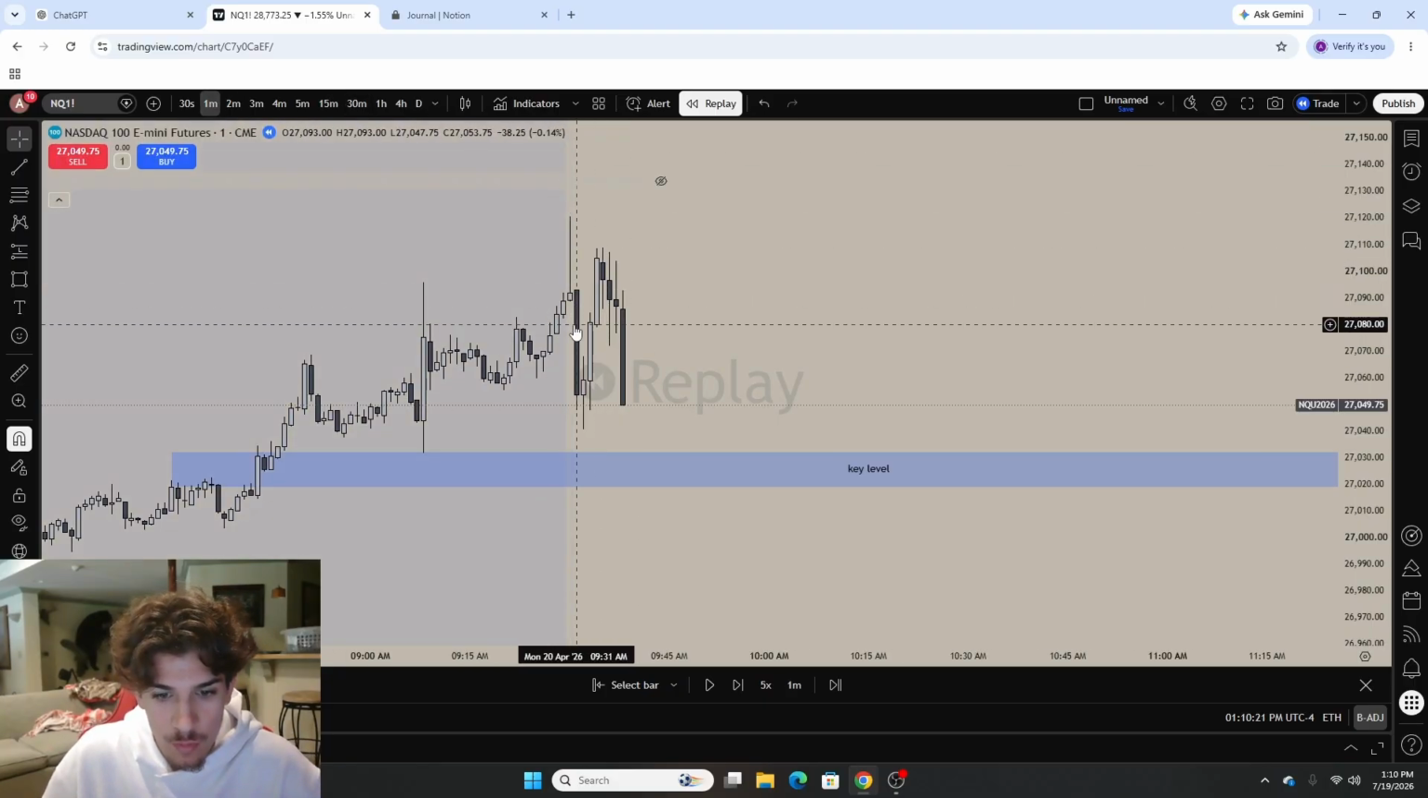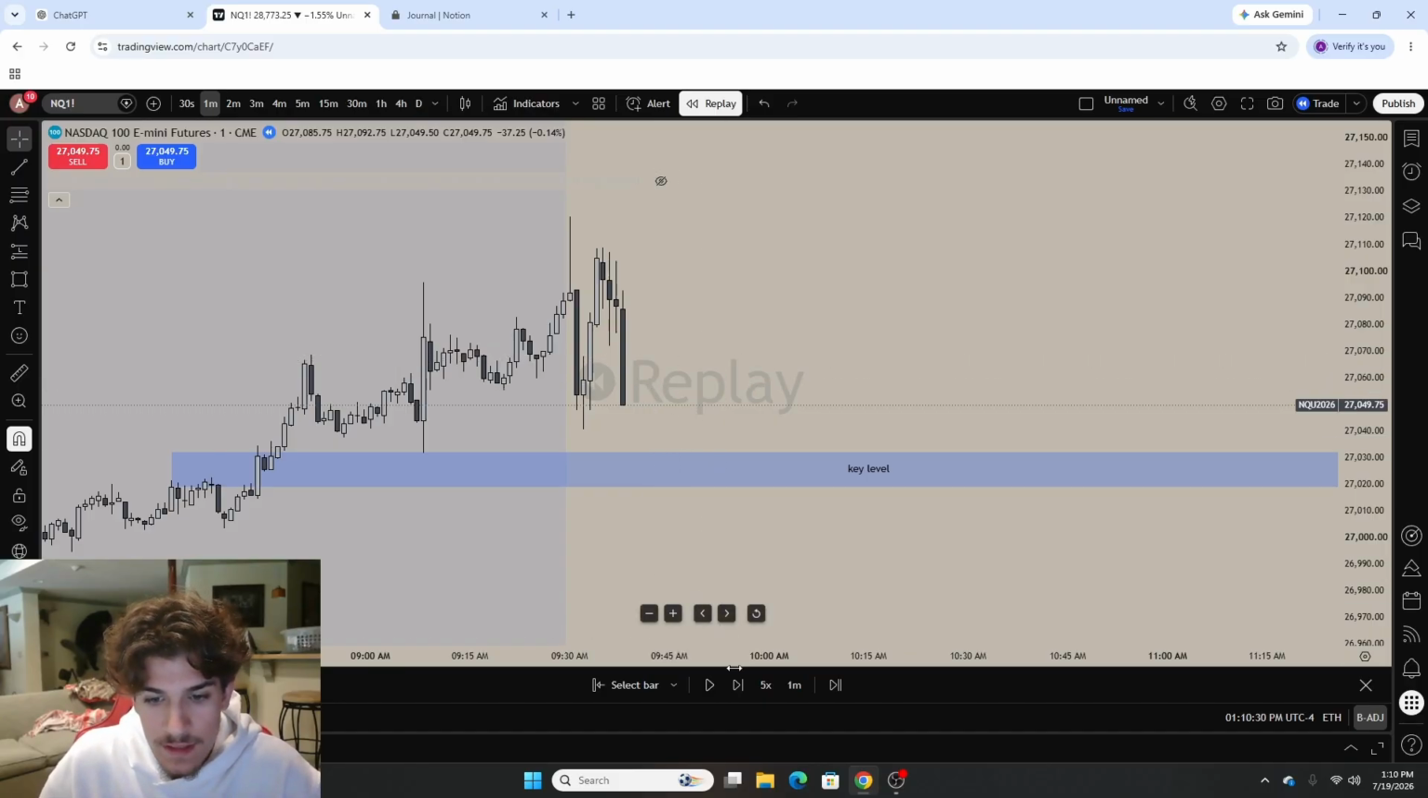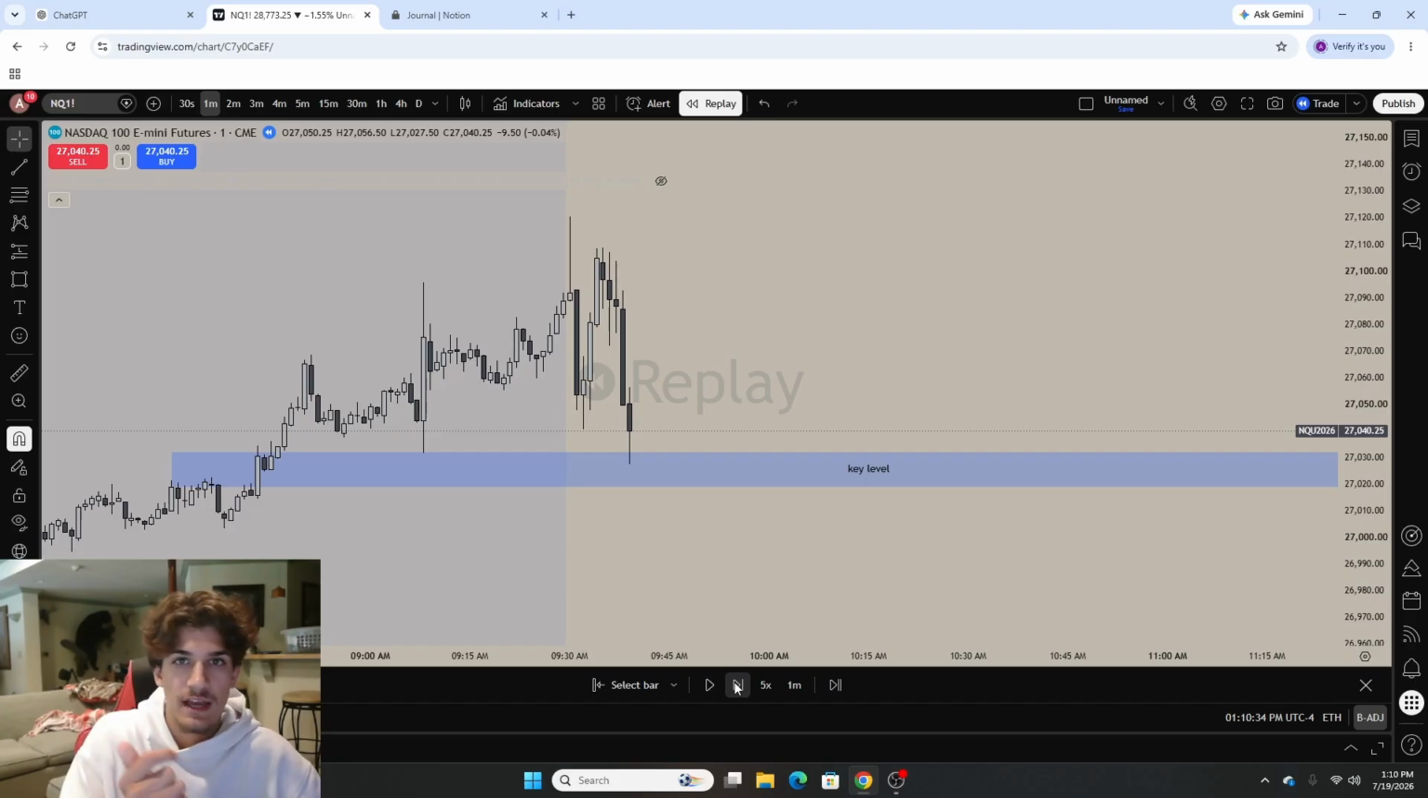You can see that off open, market opens here. We do a bunch of different stuff, right? I'm waiting for my key level to get hit because that's going to be my highest probability trade, okay? So we hit my key level. Now, I'm not instantly entering a trade. I want to see structure build. I want to see something form to then take a trade.